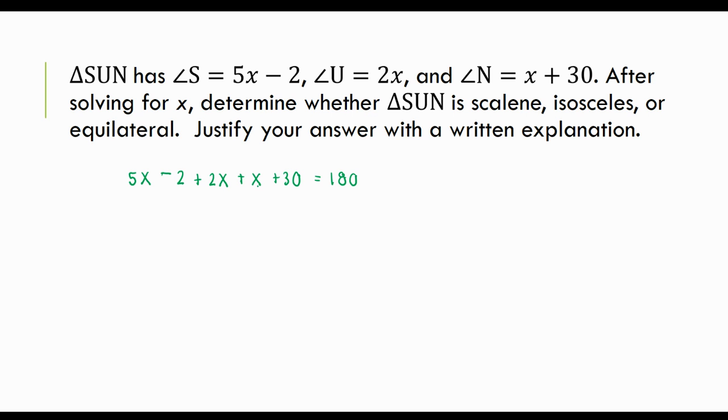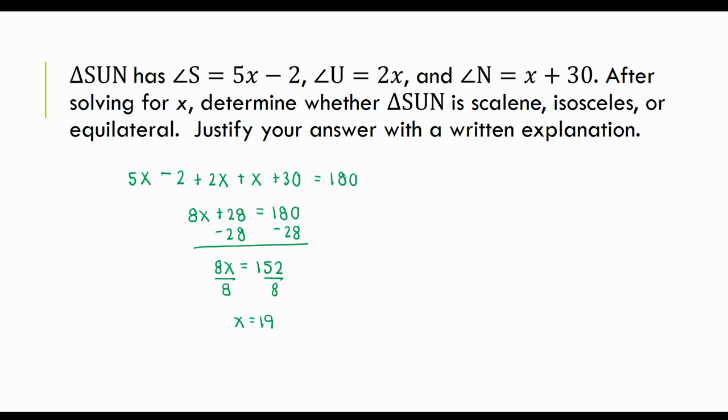5x plus 2x plus 1x is going to give us 8x. I've got negative 2 plus 30, so that gives me a positive 28. This still equals 180. So to start getting x by itself, I'm going to subtract 28. So 180 minus 28 tells us that 8x now is going to equal 152. I'm going to divide both sides by 8, and I'm going to get x to be 19.